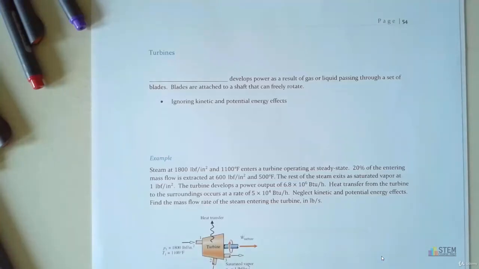Hey guys, let's look at another example or an application of our control volume problems. This one's going to be for turbines. Everybody has seen a turbine if you've ever been on a commercial airplane. If you look in the engines, you'll see it has all those little blades and the blades will spin around. All right, that's a turbine.